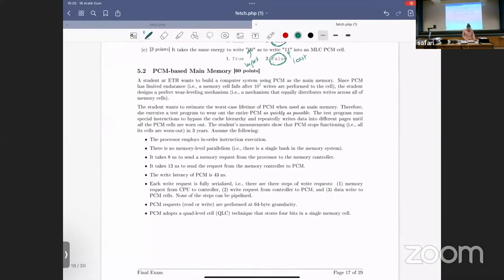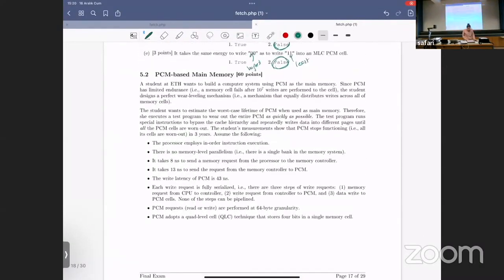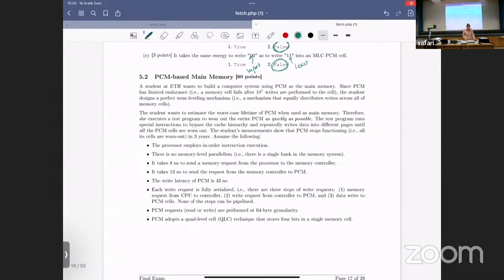So the second part is about computing some things, and this is a long explanation that I will not go through all of it, but there are some important numbers that you should take from here. The first one is that we know that a memory cell fails after 10^7 writes, which is important to remember. And then it says that it has a perfect wear-leveling scheme so that writes are equally distributed. And then our goal is to estimate the lifetime of PCM, right?